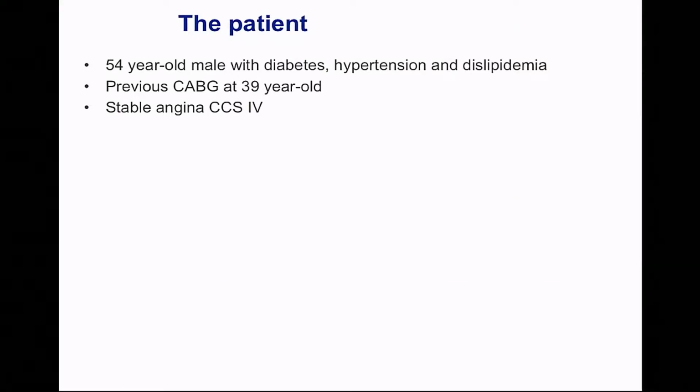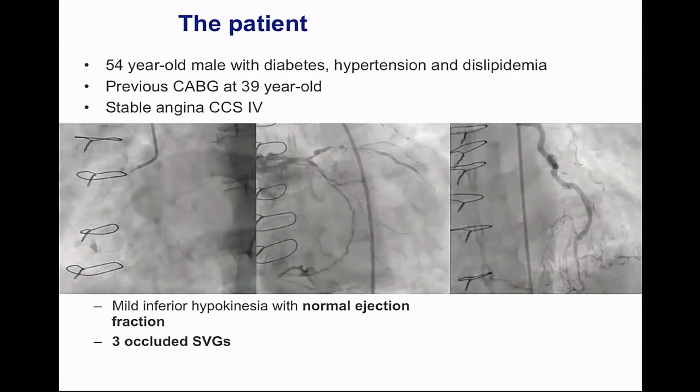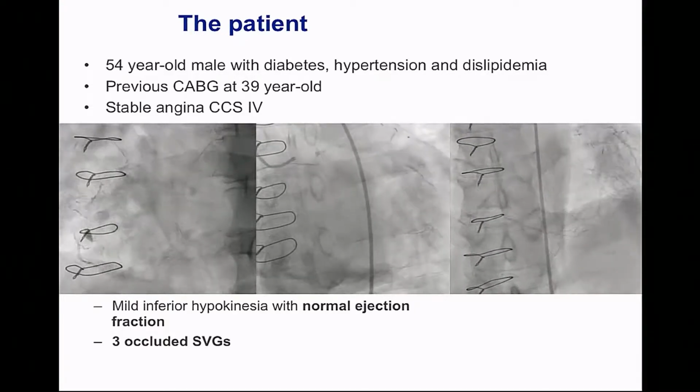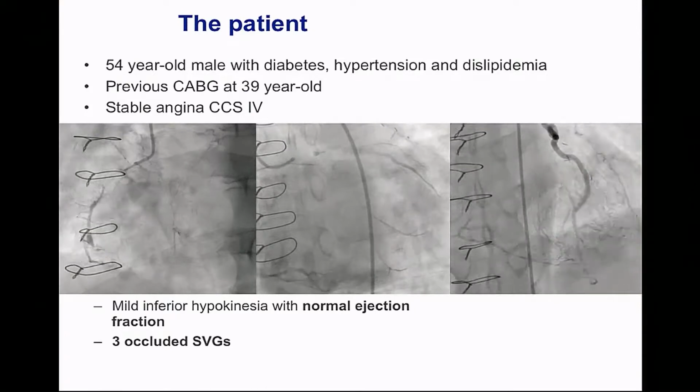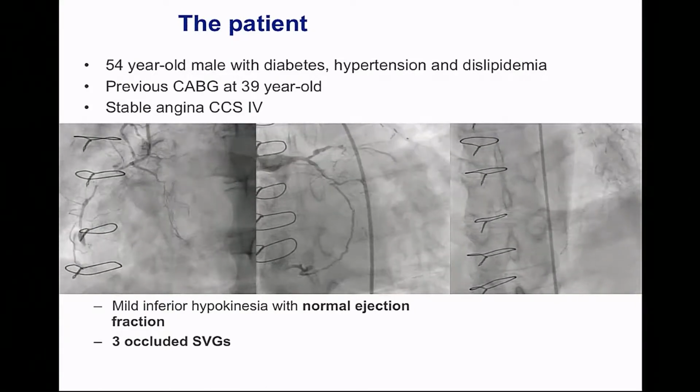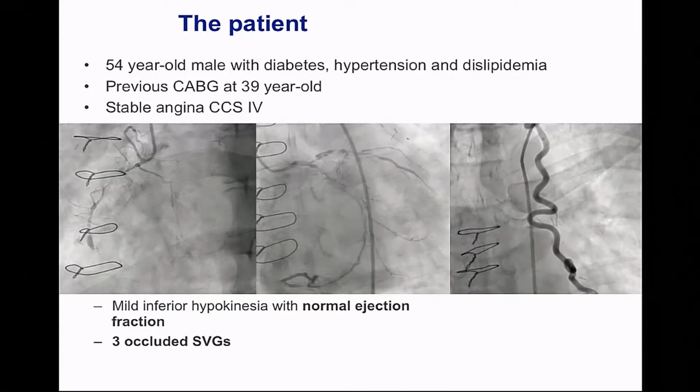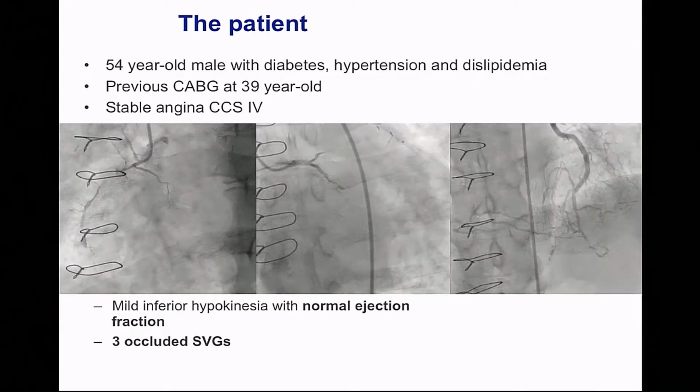That's a 54-year-old patient with multiple risk factors, previous CABG, presenting with stable angina CCS 4. That's his angiogram. We can see the CTO at the RCA, some ipsilateral collaterals going distally, and even some collaterals going to the left system.